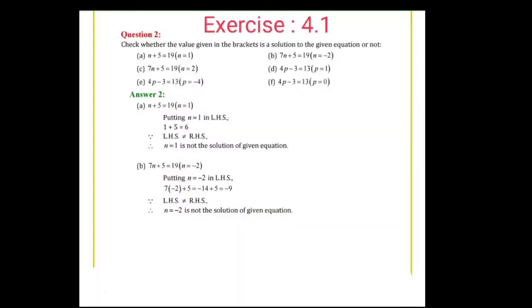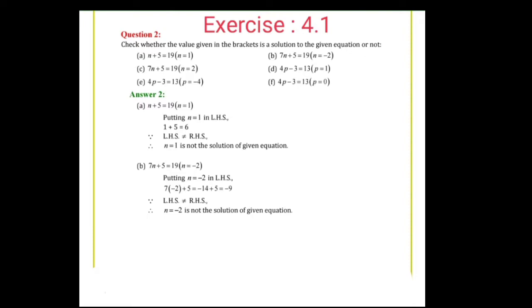Hello students, standard 7th English medium, exercise 4.1, question number 2. Check whether the value given in the brackets is a solution to the given equation or not.